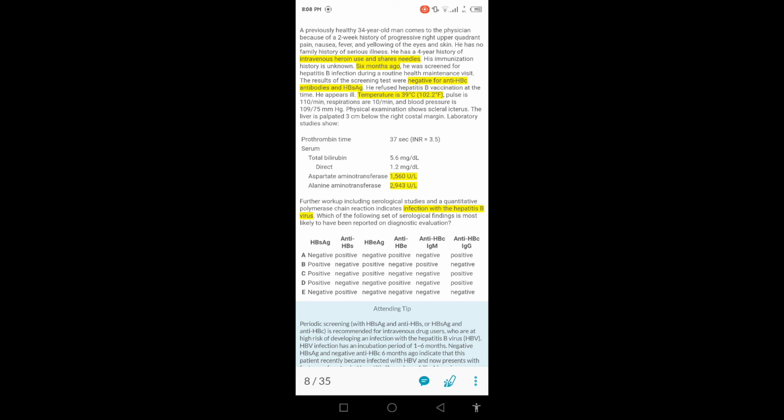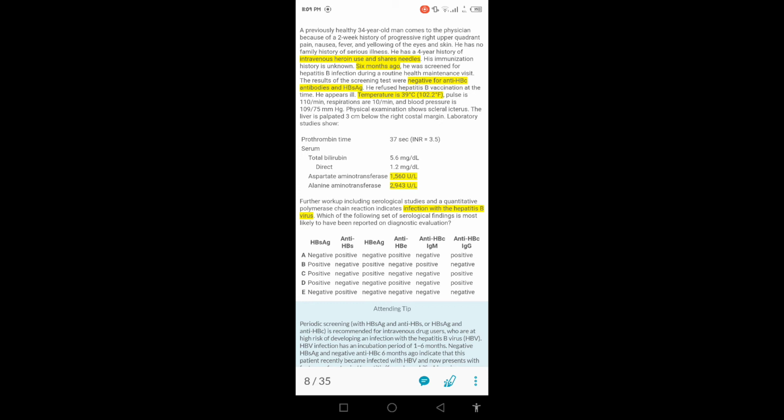So on examination, he is ill. He has a fever, his pulse is high, and his respirations are 10 per minute. His blood pressure is 109, that is usually a low limit of normal. On physical examination, he has scleral icterus. His liver is palpated 3 cm below the right costal margin. The lab studies show increased prothrombin time, indirect hyperbilirubinemia, and raised AST and ALTs. So further workup includes serological studies and quantitative PCR that indicates infection with hepatitis B virus.